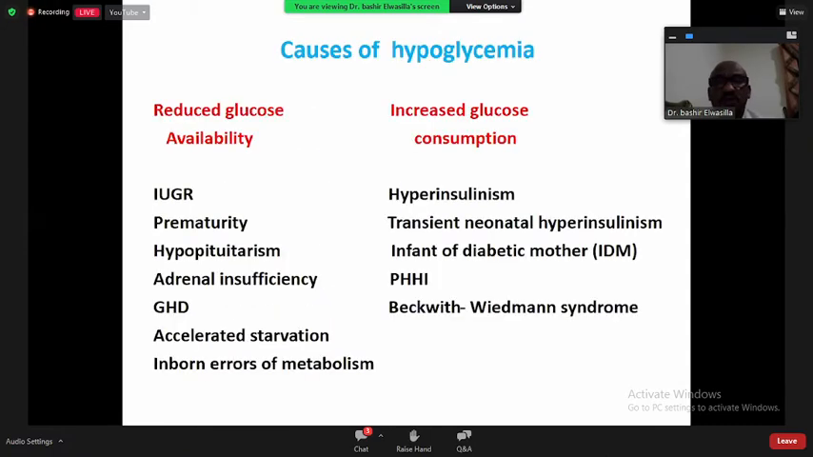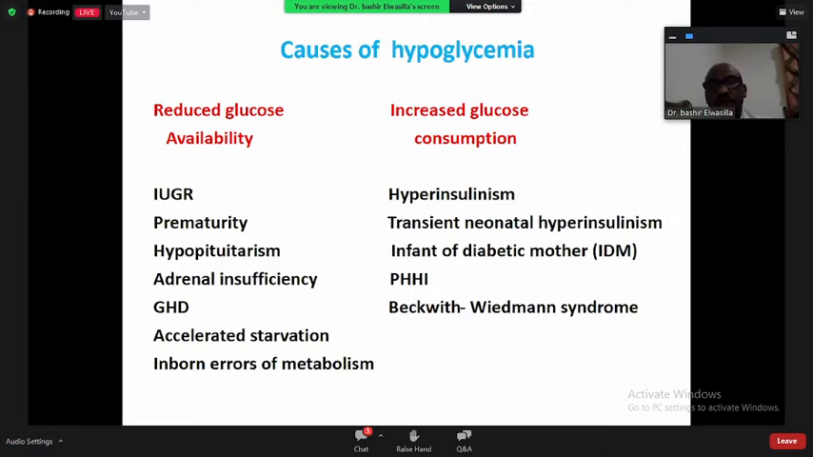So what are the causes of hypoglycemia? It's either reduced glucose availability or increased glucose consumption. Here are some examples for reduced glucose availability: intrauterine growth retardation, prematurity, and for sure small for gestational age, hypopituitarism, adrenal insufficiency, growth hormone deficiency, and accelerated starvation. Accelerated starvation is usually also called ketotic hypoglycemia, and we'll come to that, inshallah. And also important are inborn errors of metabolism.